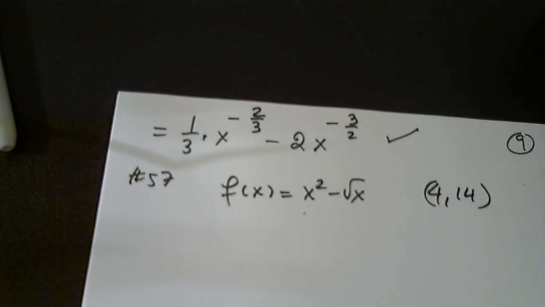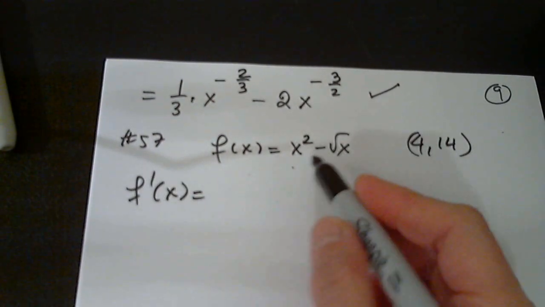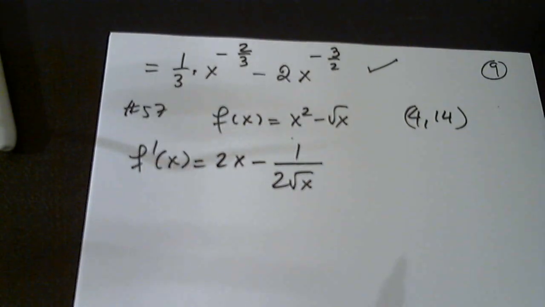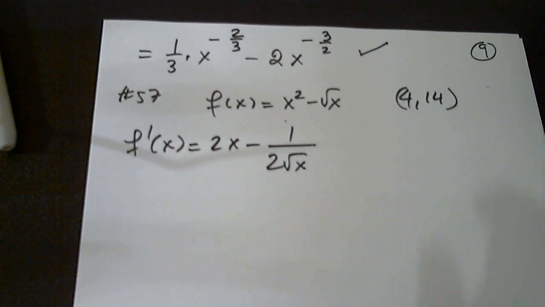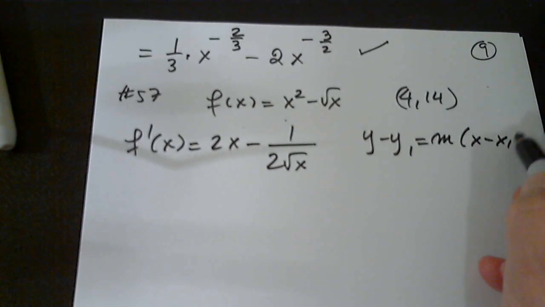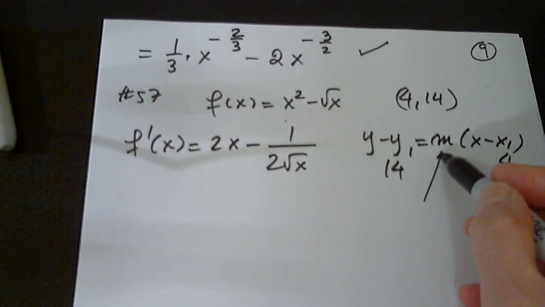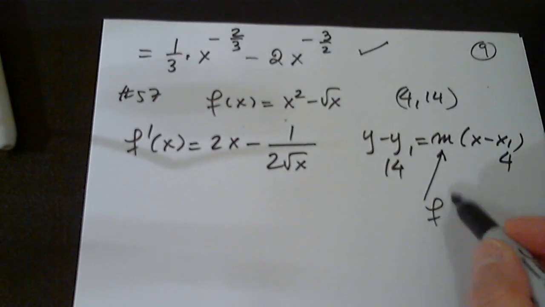So, of course, this is a shortcut. We can immediately find f prime of x as 2x minus 1 over 2 the square root of x. Do not change. Use the shortcut for the square root of x. Of course, I have y minus y1 equals the slope times x minus x1. This is 4, and this is 14. I only need to determine the slope, which is f prime evaluated at 4.